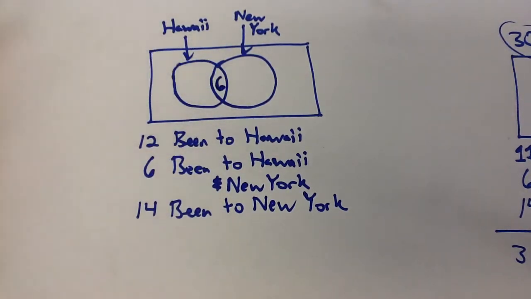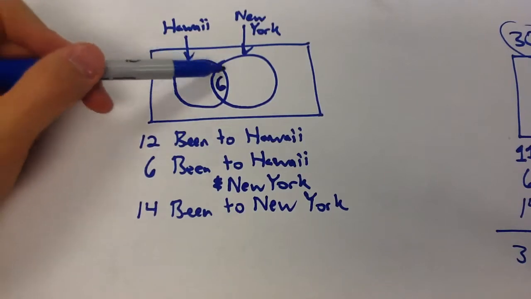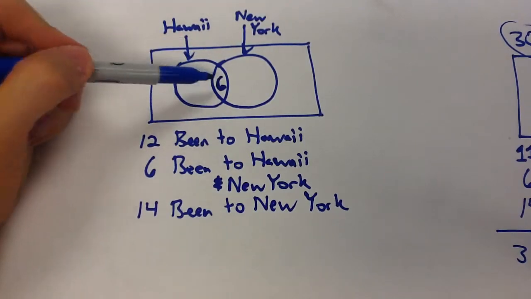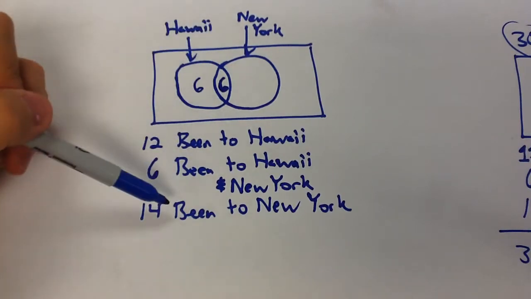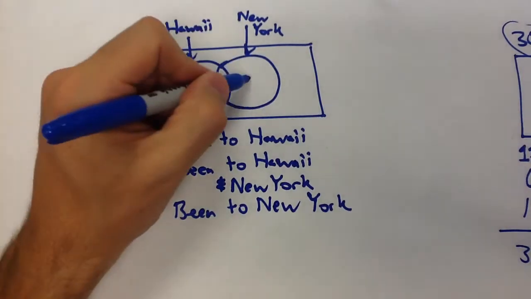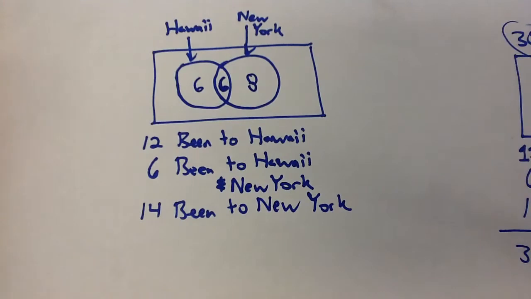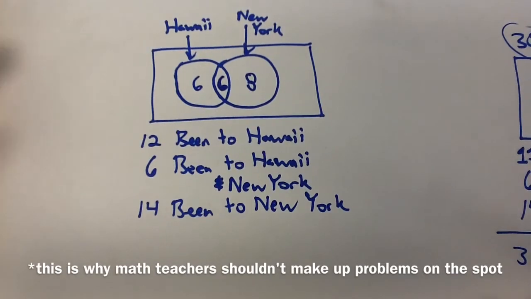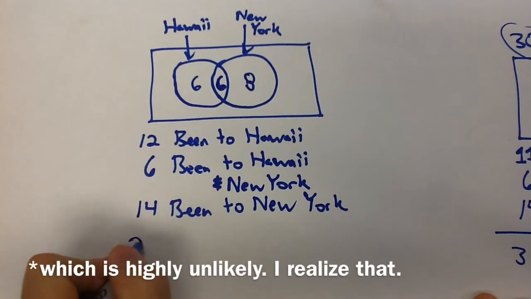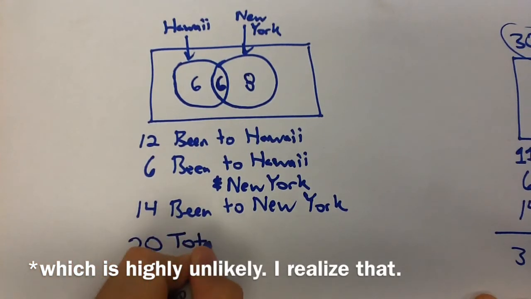Now, 6 have been to both. So I need 12 total for Hawaii. So 6 plus 6 give me 12. And then for New York, I need 14, and 6 plus 8 give me 14. So then I can start to fill those values in. I don't know how many didn't go. We're going to assume that in this case, everyone has gone to at least one of those. So that means we're actually looking at 20 total.